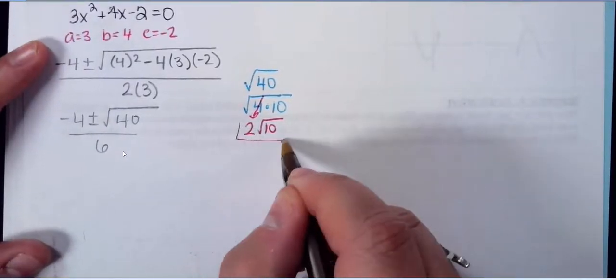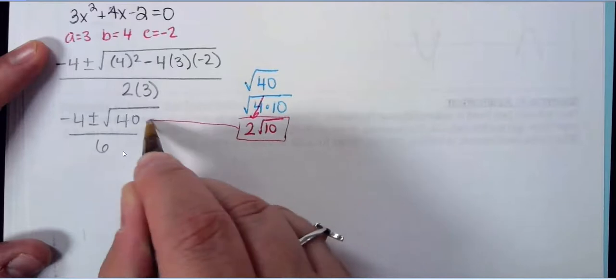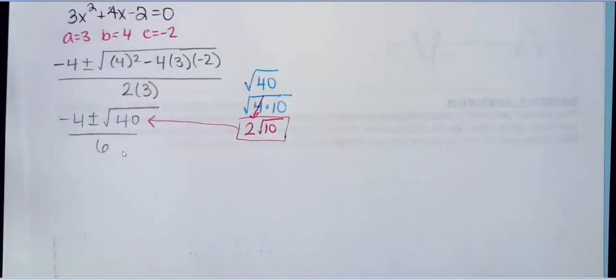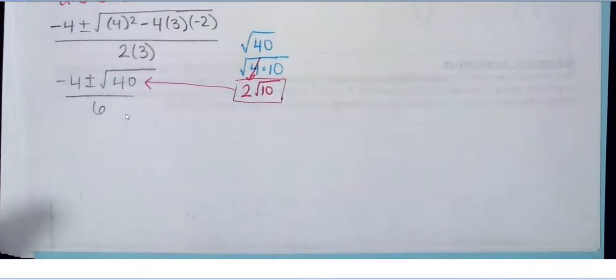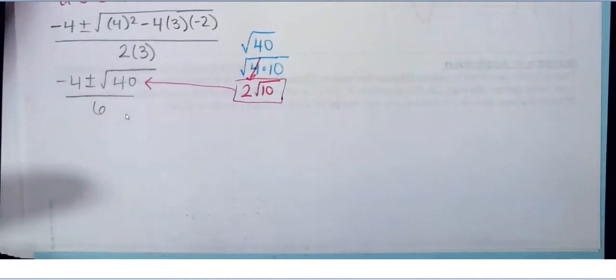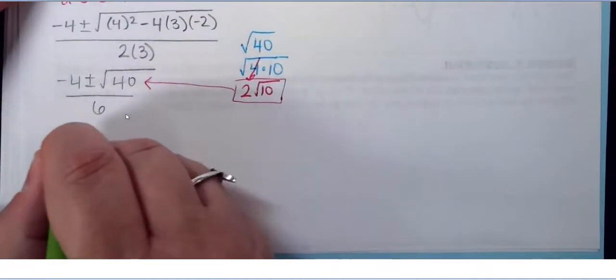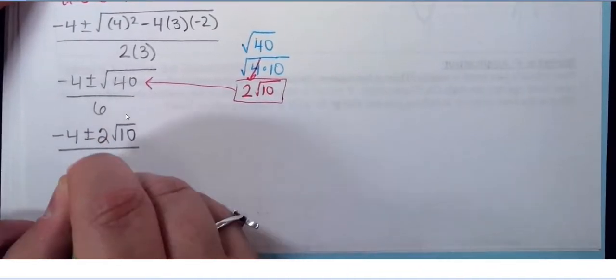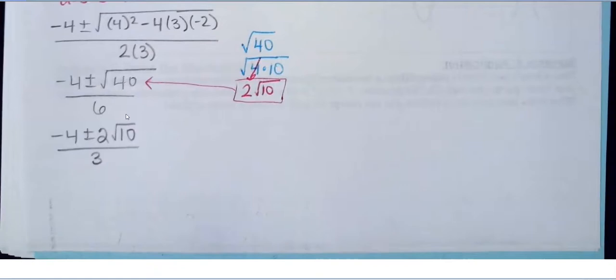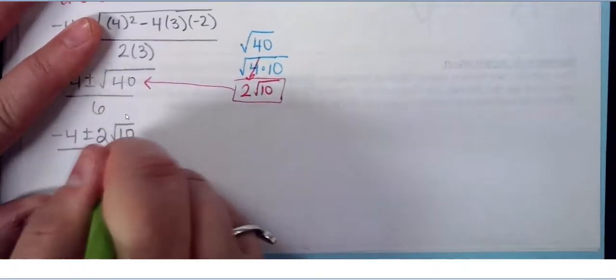What I'm going to then do is just rewrite that, but I'm going to replace that radical 40 with the simplified radical form, which is going to be 2 roots of 10. All right, so I got -4 plus or minus 2 roots of 10, everybody over 3. I don't know why I just wrote 3. It says 6. Fail. Okay.